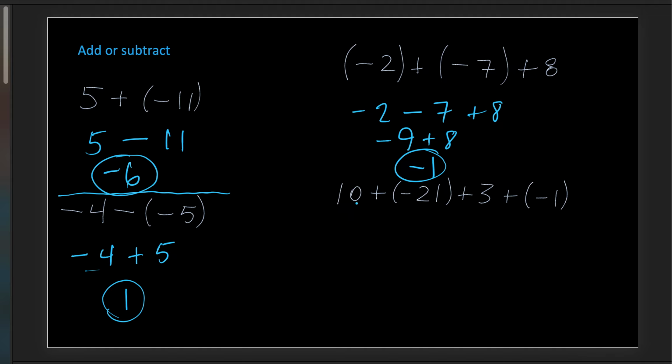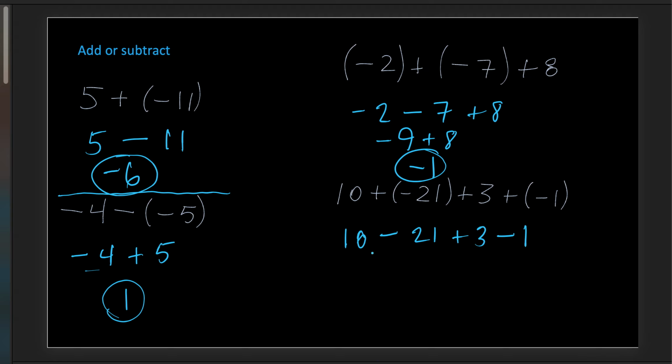For this next problem, we have 10 plus a negative 21 plus 3 plus negative 1. So let's get rid of these parentheses and clean up these signs and stuff. These two here, plus and negative, is where a negative always wins. 10 minus 21 plus 3. Got plus and minus next to each other again. So negative wins. And then you have the 1 there.